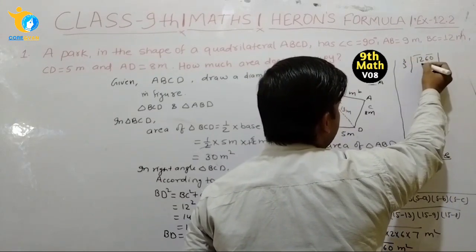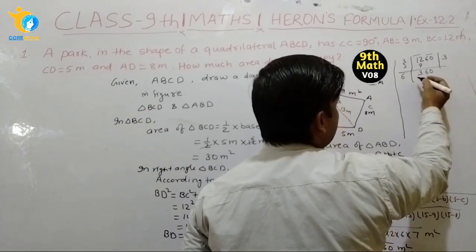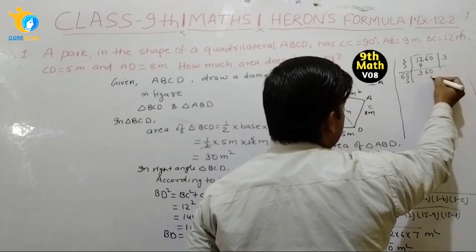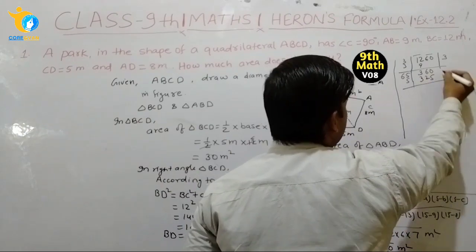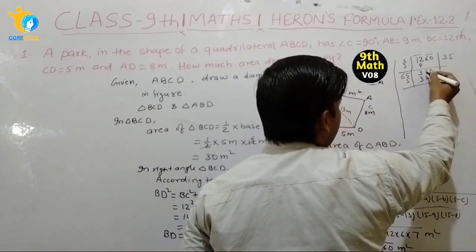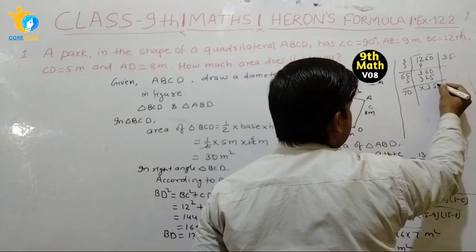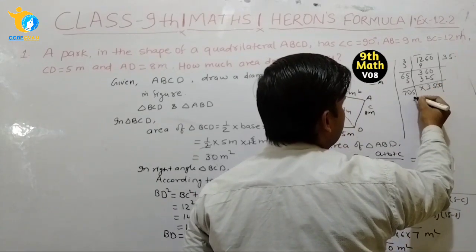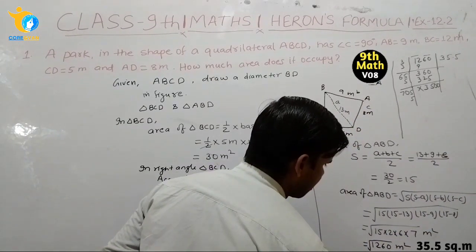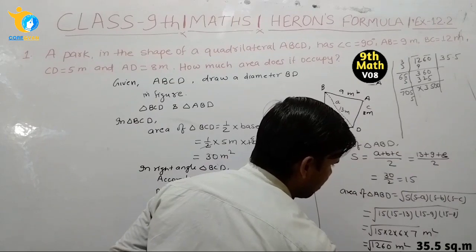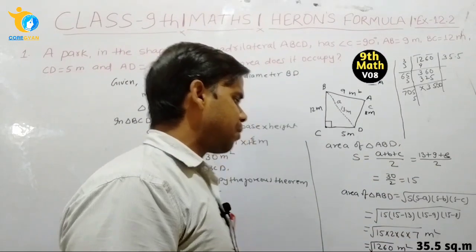Firstly you have to find the square root of 1260, and for that you make pairs. 3 threes are 9, then 3 6 and 9 3 6 0 is coming here. Then 5 fives are 25, and 5 sixes are 32. Then we continue the division, which gives about 35.5. So the area of triangle ABD is almost 35.5 meter square.